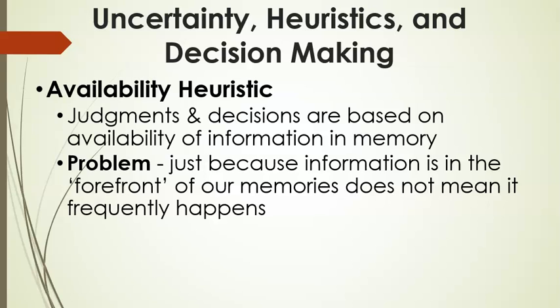So it's going to be more available to be recalled and used. A problem is just because information is in the forefront of our memories doesn't mean it frequently happens. Okay? So just because it's more available doesn't always mean that it's the best approach. Also, just because something's more available in our memory doesn't mean we're actually going to recall it more, okay? So, availability heuristics is a thing, but it doesn't always happen.